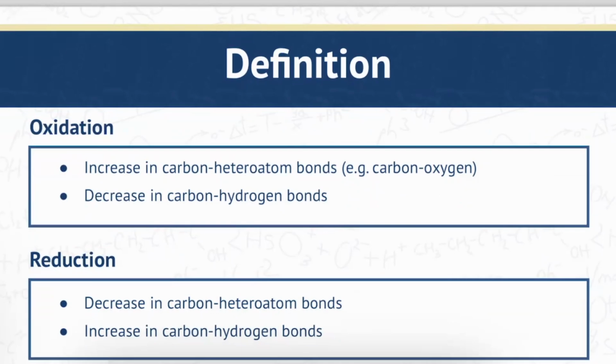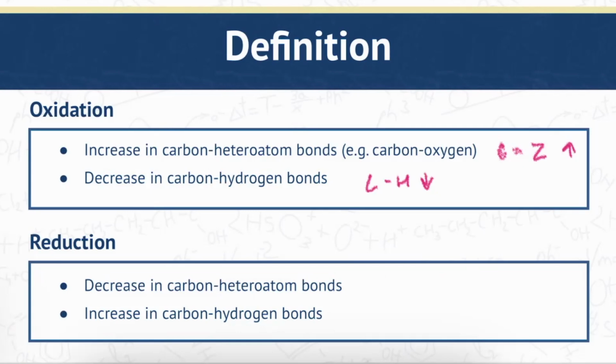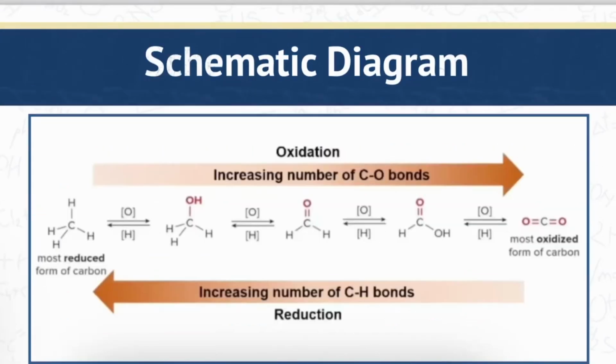So here in organic chemistry, oxidation refers to an increase in carbon-heteroatom bonds and a decrease in carbon-hydrogen bonds. We can see that reduction is the complete opposite of oxidation, as this indicates a decrease in carbon-heteroatom bonds and an increase in carbon-hydrogen bonds. So it is important to note that we actually don't need to calculate oxidation states or numbers to classify these reactions. So for us to further visualize these concepts, let us consider a schematic diagram.